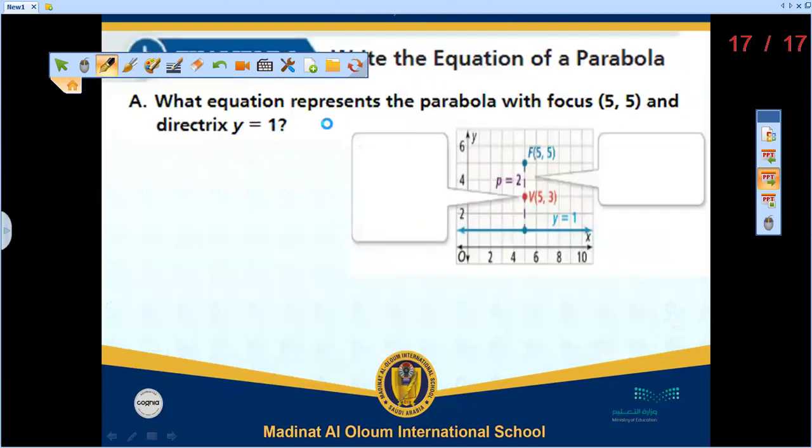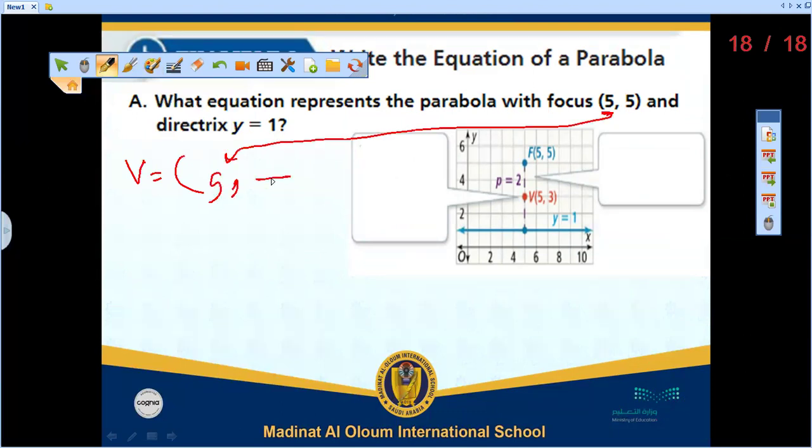Now, guys, what is the question represented? The parabola with focus. I give you focus and directrix, and I must get the vertex. How would you get the vertex? As we said, my vertex has the same x as the focus, which is 5. And how can we get its y? I add the y of focus plus directrix, divided by 2. It means my vertex is 5 and 3.